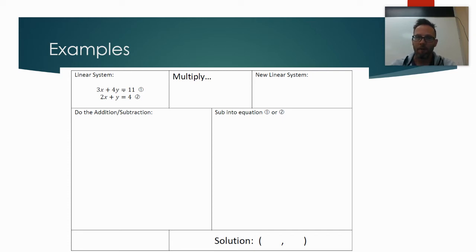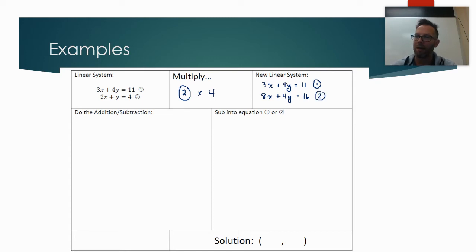But here we go. If you said that you could take equation 2 and multiply it by 4, good for you. Because check this out. We're not going to touch the first equation. We're going to leave that alone. But multiply everything in equation 2 by 4. We get 8x, 4y, and 16. And remember, everything, right and left side, multiply by 4. Now look, those variables match up.